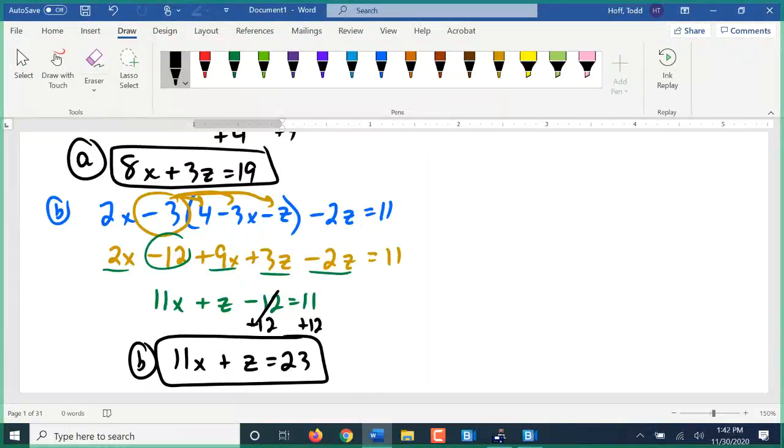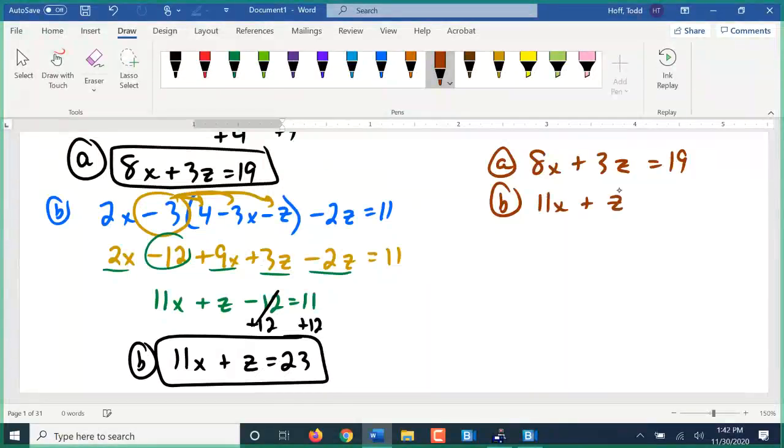So what I have now is a system of equations in 2 variables and 2 equations. I have my new equation A, which is 8x plus 3z equals 19. And my new equation B, which is 11x plus z equals 23. Now at this point, this is a 2-variable system. I could use substitution again, or I could go to the addition or elimination method. Doesn't really matter which one I use. I'm going to go with substitution again just because equation B is sitting there staring at me with that z really easy to solve for.